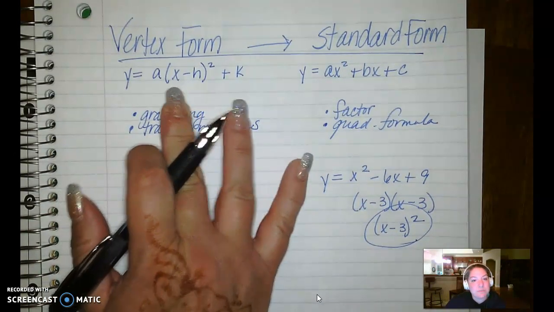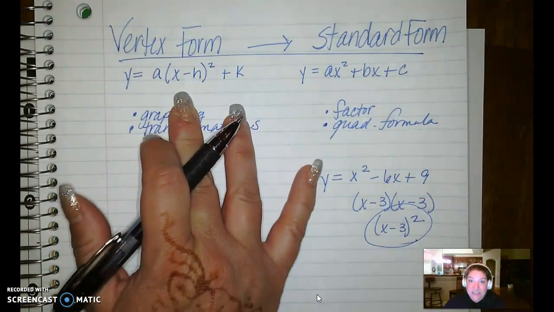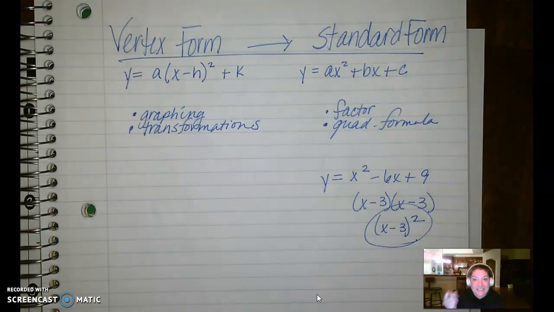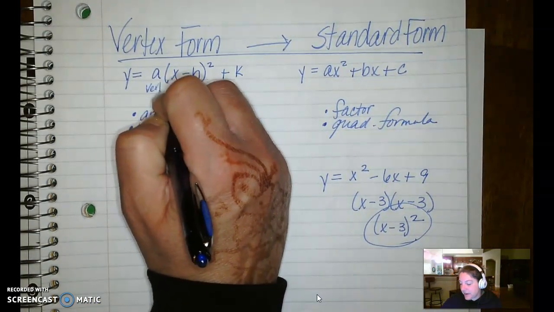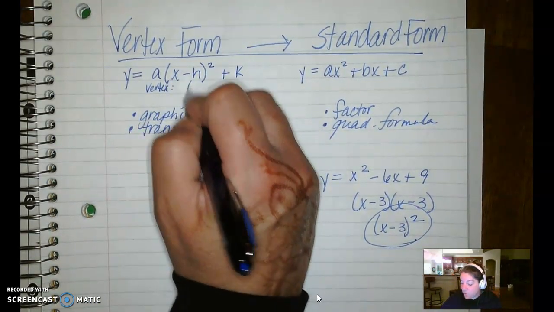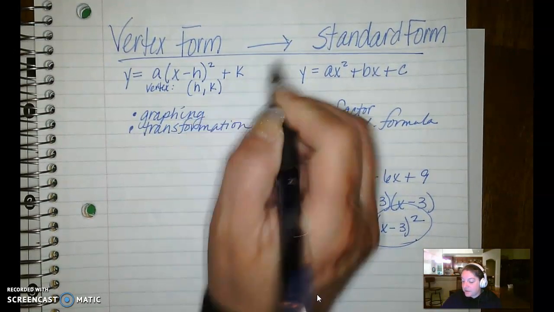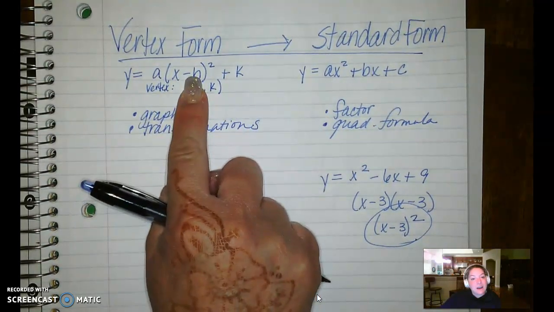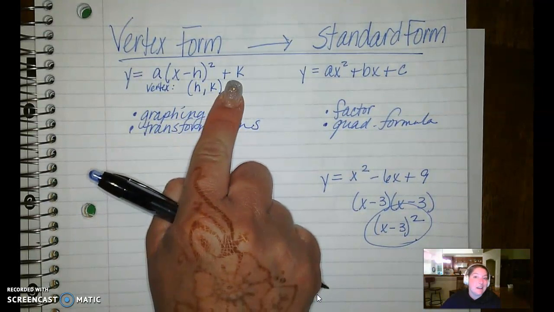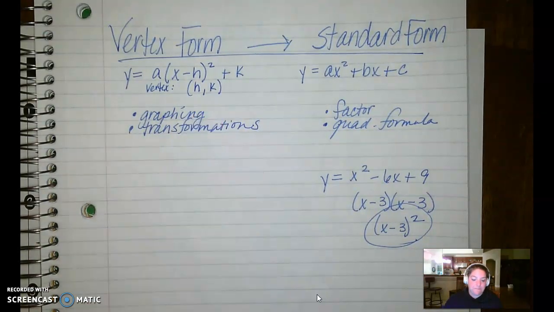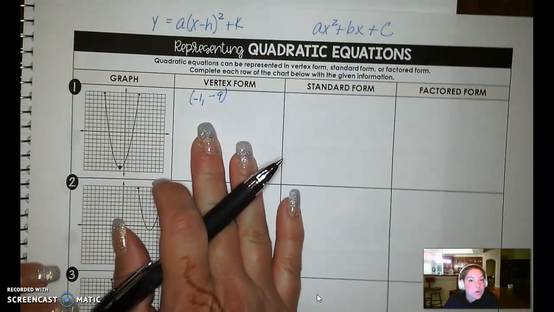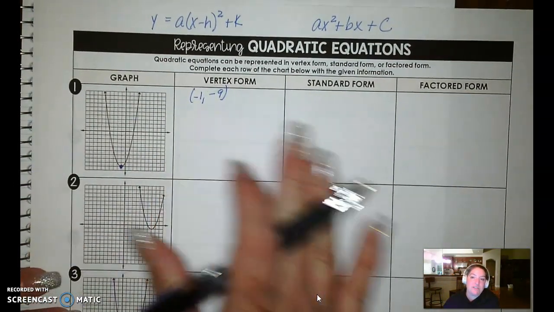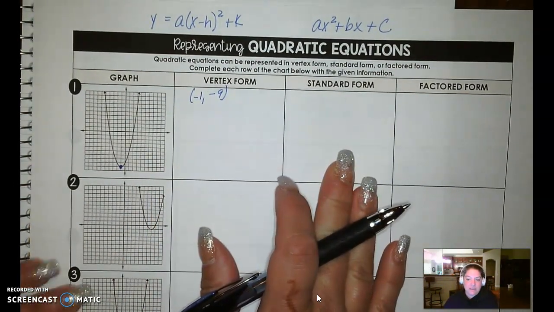But here's what vertex form does. Vertex form gives you the vertex of the parabola lickety-split. The vertex is actually at the point (h, k). It's the opposite of whatever's in the parentheses, and not the opposite of what's on the outside. So we're going to practice a little bit right now, going over how to write it in vertex form, and then we're going to practice how to go from vertex form into standard form so that you can see that.